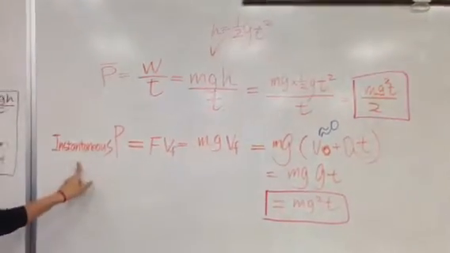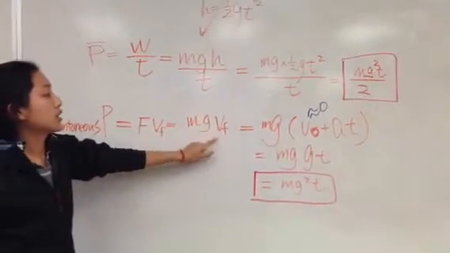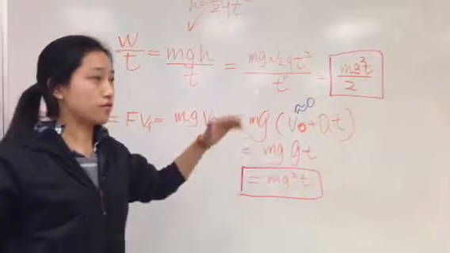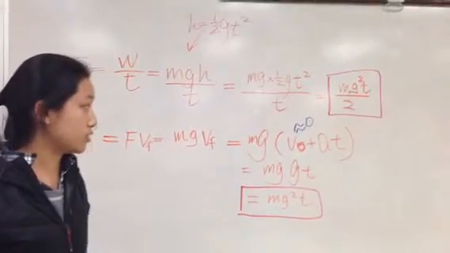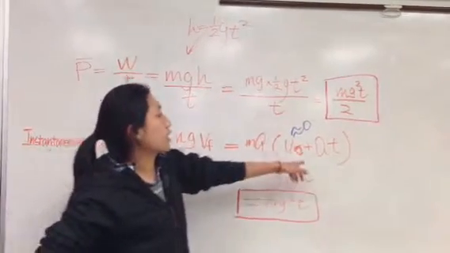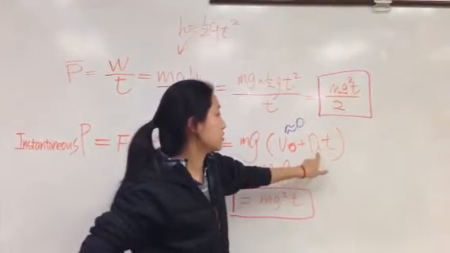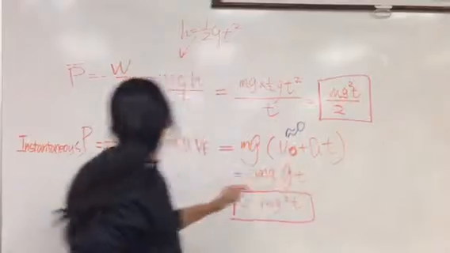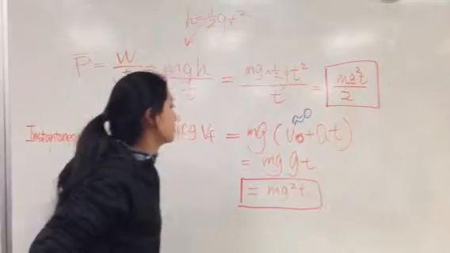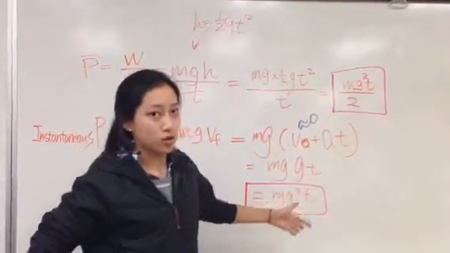And here we do the instantaneous power using Fv, so mg times v. Then we plug in another free fall equation we used before, that is v final equals v naught plus at. And a here is just the gravity, so a is g. And v naught is approximately 0, so we can just ignore this. So we get mg times gt equals mg squared t.